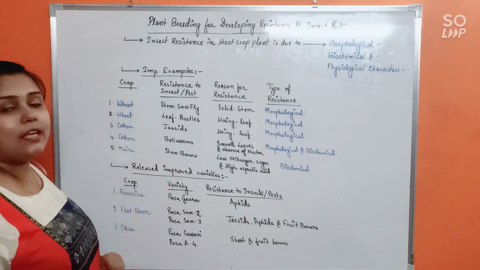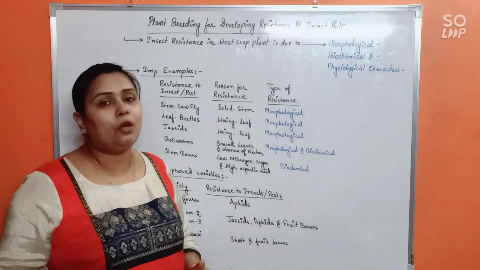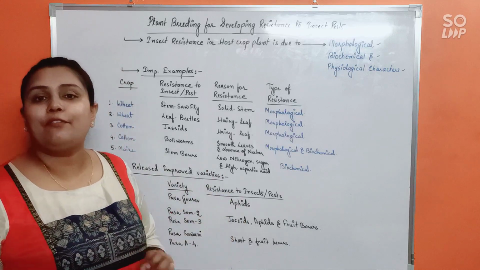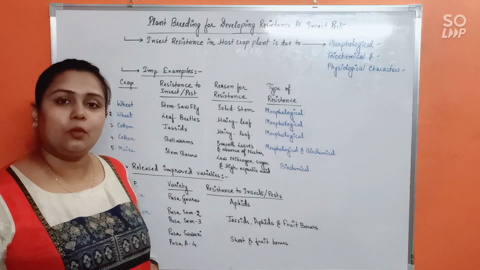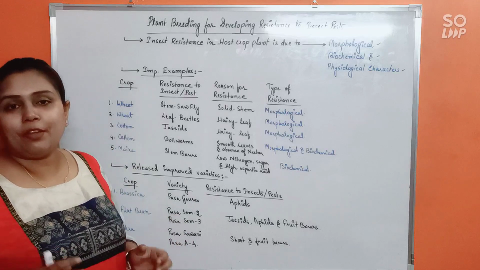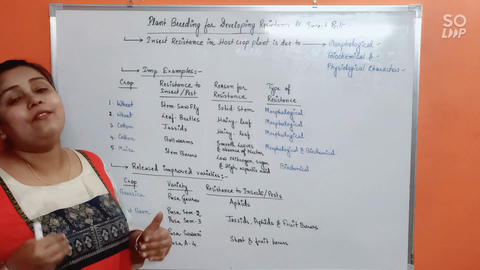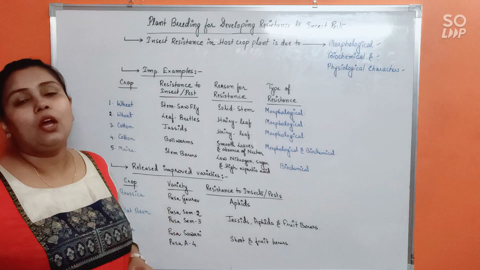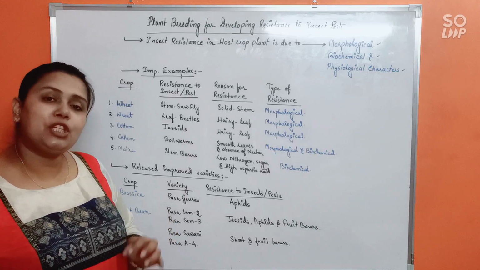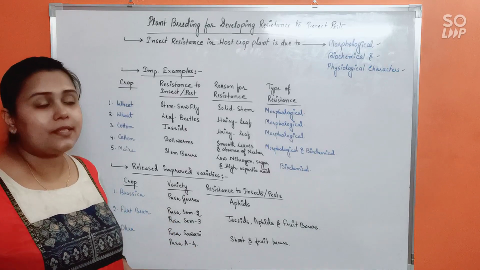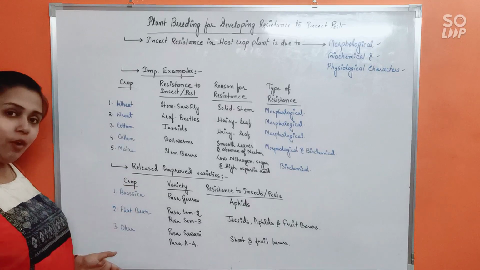Alright, again as I've told you before, this chapter is all about learning such charts. You have to remember or memorize them. Okay, so finally, by conventional method, we have successfully produced a few important crop varieties which are resistant to insects and pests, and the examples are as follows.